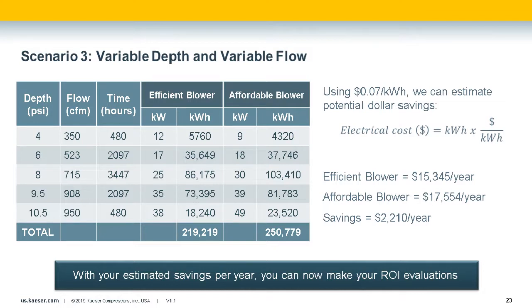Next, we find that the efficient blower is again a better performer. The $2,000 a year would need to be weighed against the cost of the machines to determine if the return on investment was worthwhile. But clearly, varying flows with the fluid depth did save us a significant amount of money and showed the value of the variable frequency drive.